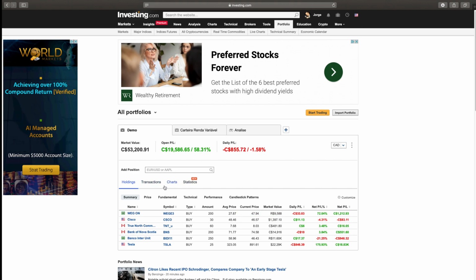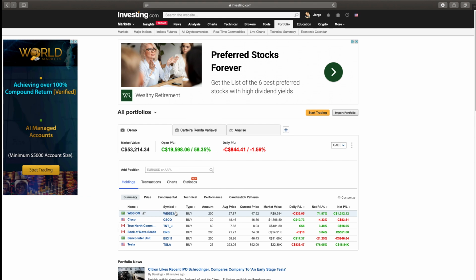Each of those is going to have submenus. Starting with hold, we have those 6 submenus: summary, price, fundamentals, technical, performance, and candlestick patterns. Summary, of course, is the stocks that you have in your portfolio.